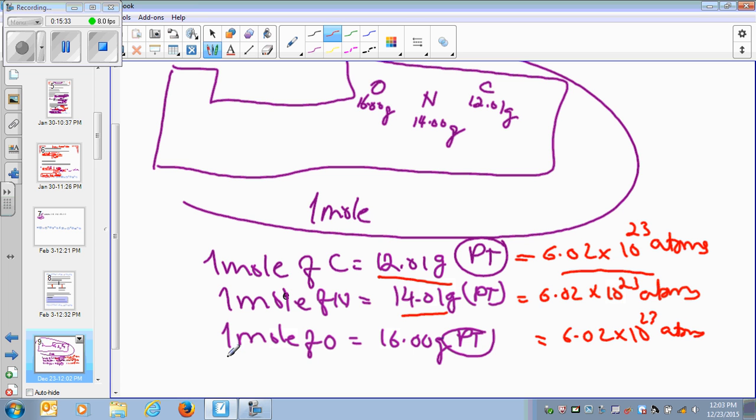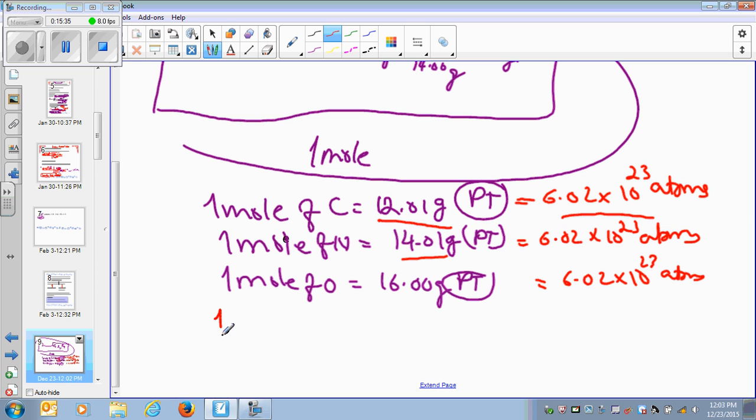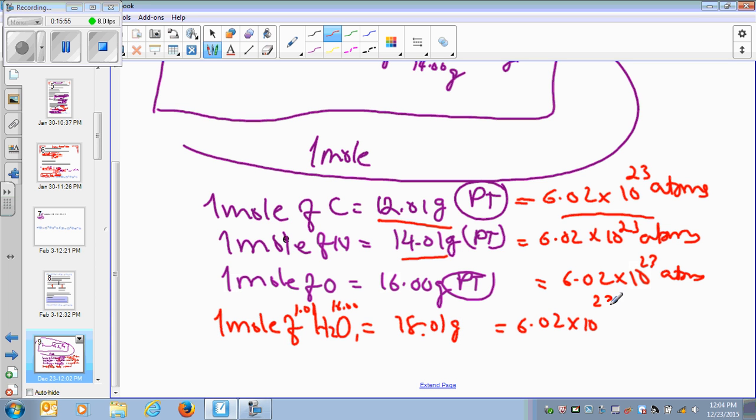What about water? 1 mole of water. Do we know how to calculate the molar mass? We add all the masses together, multiply by 2 for hydrogen and 16 multiplied by 1 for oxygen, so it's 18.01 grams. Okay, you added all the masses together. It is also equal to this many molecules. So do you see that this number does not change?